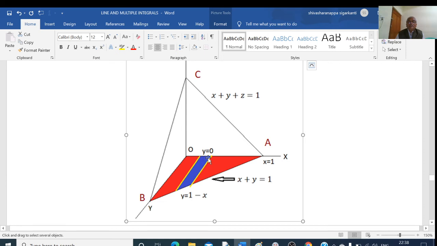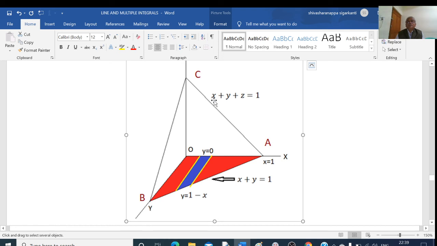And if I take the strip along y-axis first, then y ranges from 0 to the tip of this strip. Here the equation of this line is x plus y equal to 1. Therefore, y equal to 1 minus x. So that means y ranges from 0 to 1 minus x, and x ranges from this point to this point. So here x ranges from 0 to 1.